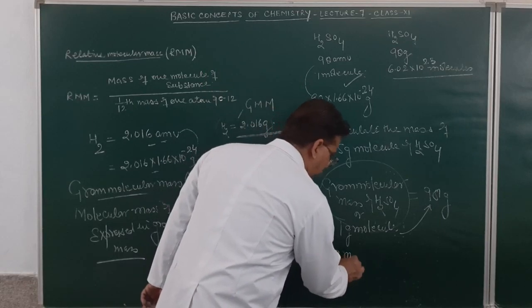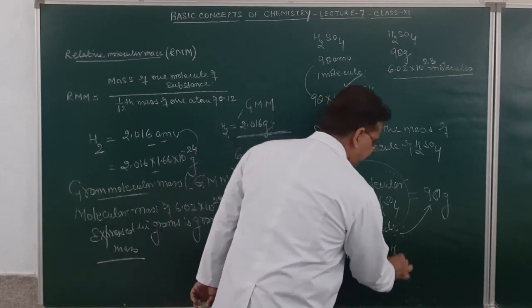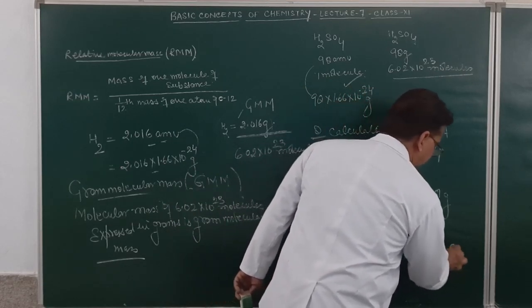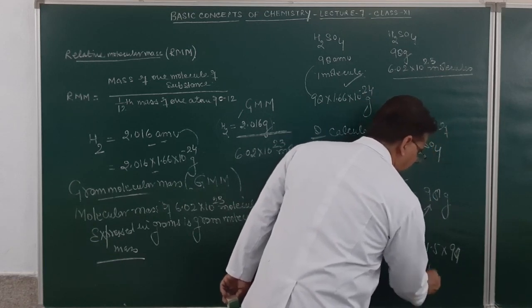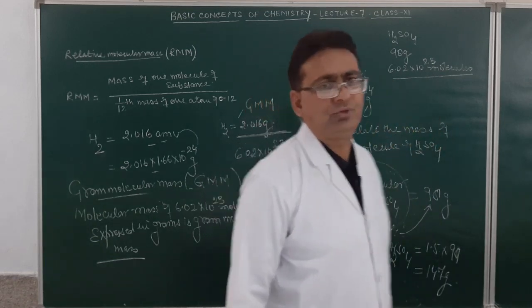1.5 gram molecule of H2SO4 will have what mass? This will be equal to 1.5 into 98. And this will come out to be equal to 147 grams. This is how we have to do.